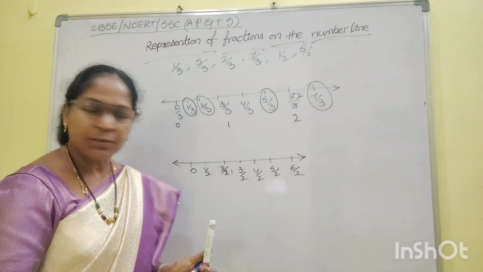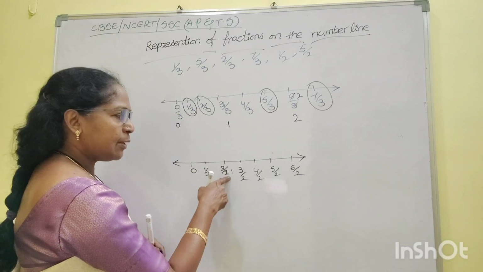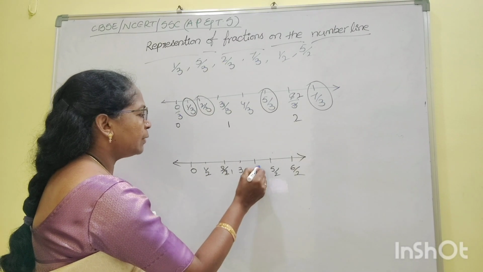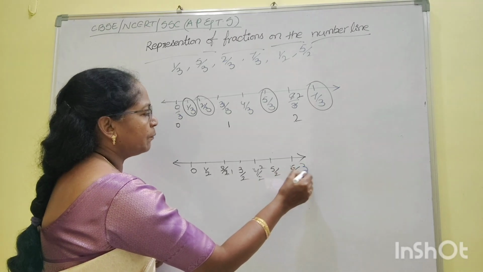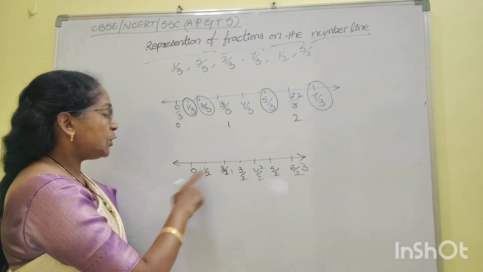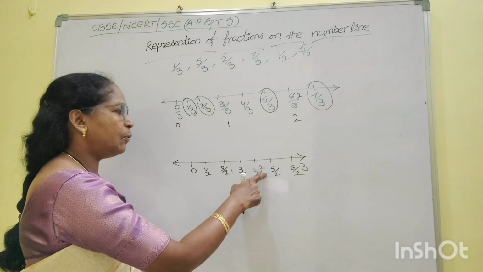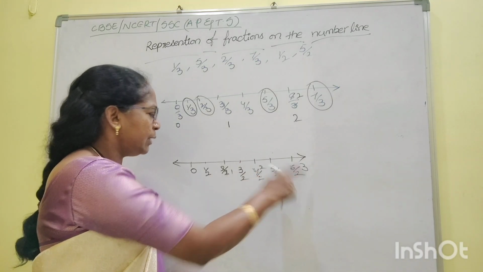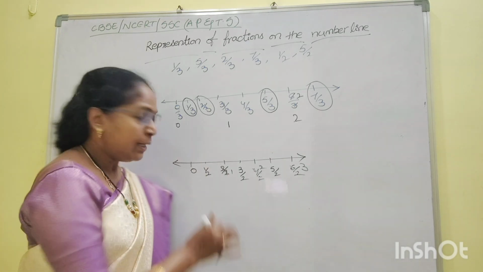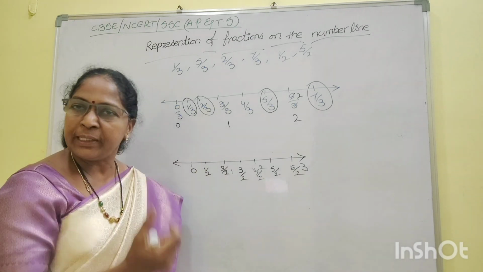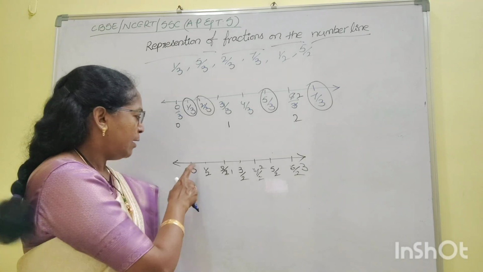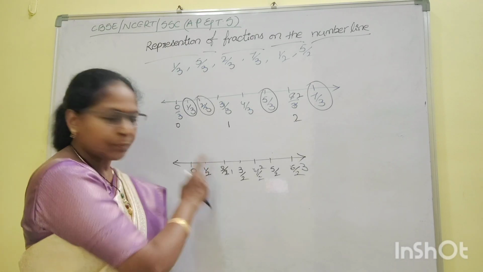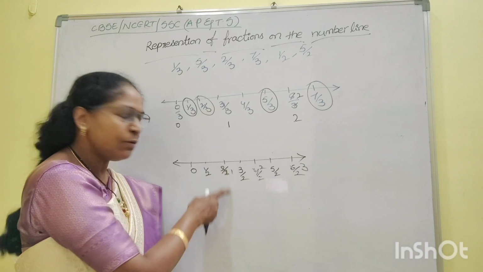Now just you observe here 2 by 2 is nothing but 1, 4 by 2 that means 2, 6 by 2, 3. That means 0 to 1, 1, 2, 3, 0, 1, 2, 3. 0 to 1 is 1 unit. That 1 unit is divided into how many number of parts? 2 parts. First part and second part. So simply you can represent 1 by 2, 2 by 2.